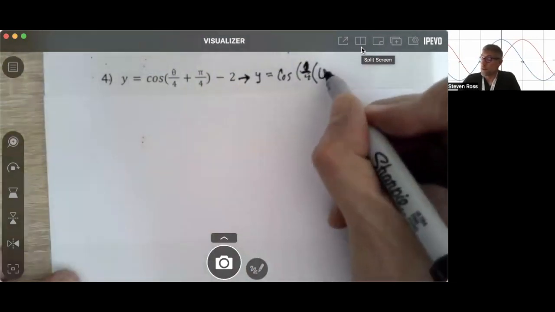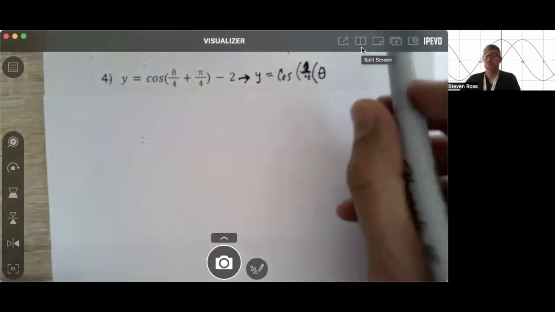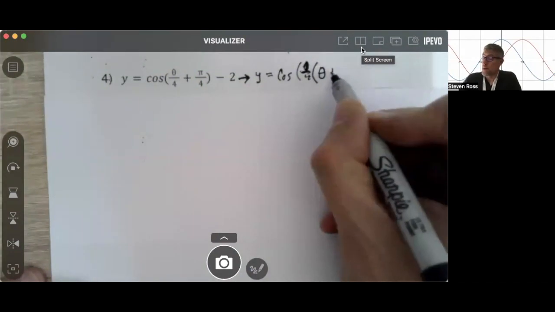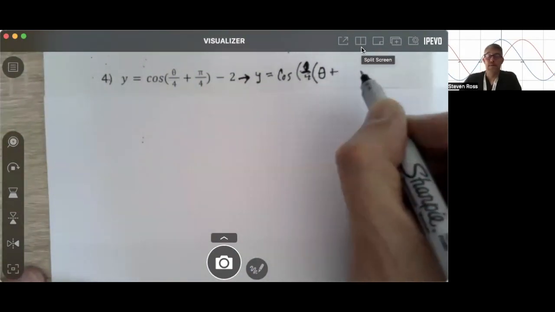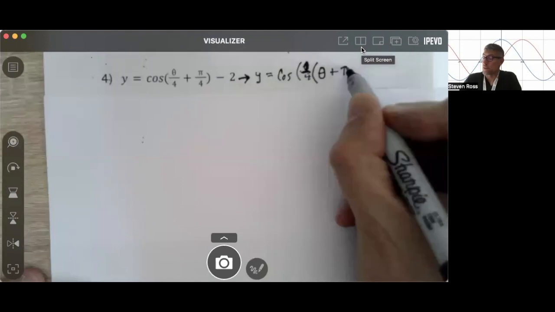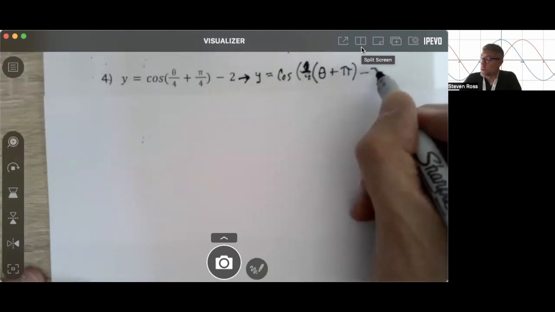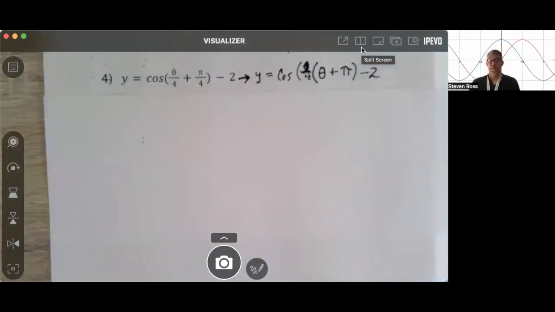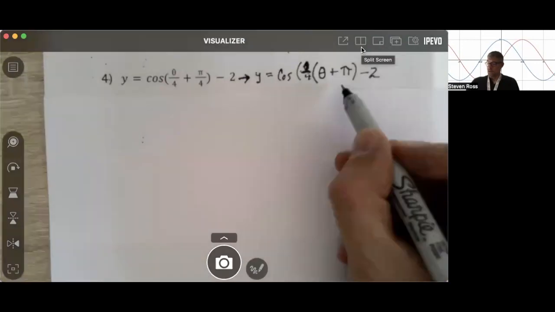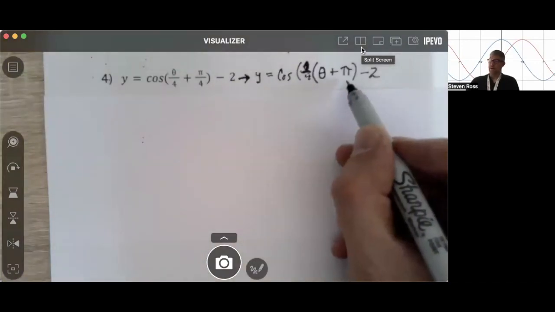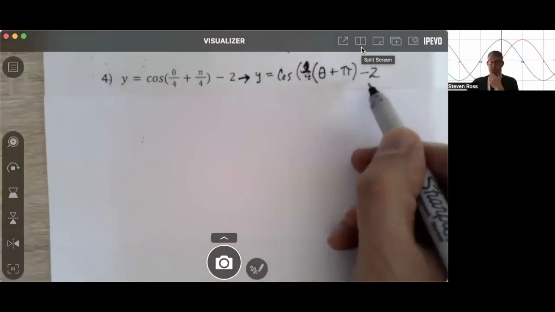And so that's going to leave me with theta by itself, and plus, when I factor out the 1 over 4, it's just going to leave me pi. And then I have also a minus 2. That's it. Okay, so that's going to be my phase shift. Phase shift is plus pi, so that's going to be pi to the left, and then vertical shift down 2.